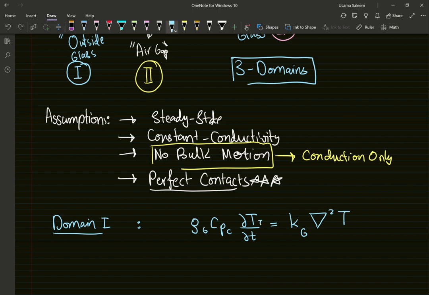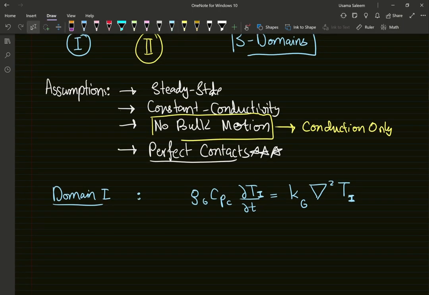This is the temperature in glass in domain 1, hence I'm designating it as T sub 1. T sub 1, this is the domain. This designates the domain of that equation. And I know that I'm operating at steady state. Operating at steady state means that I get rid of the left hand side. Steady state, bye-bye. All right, well done.